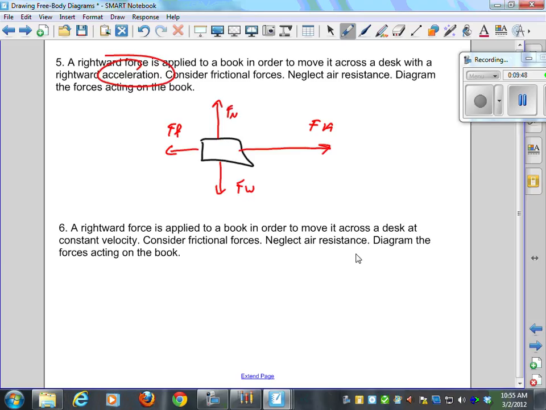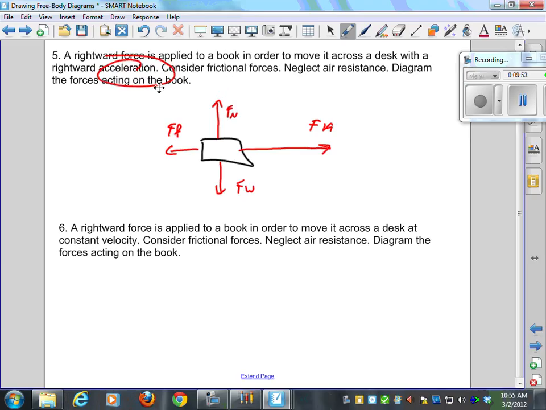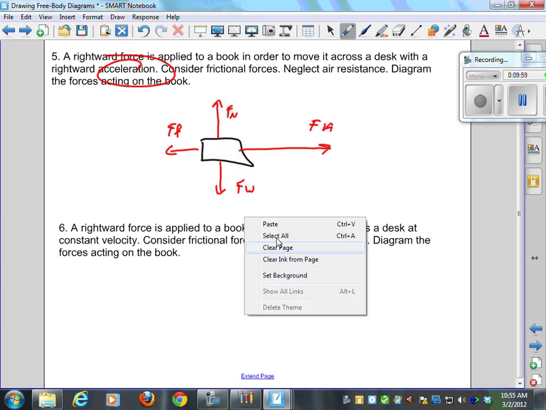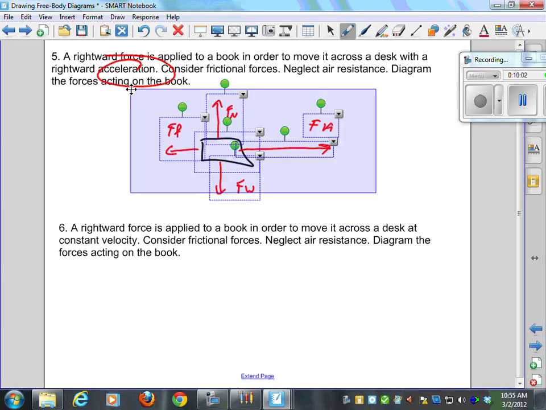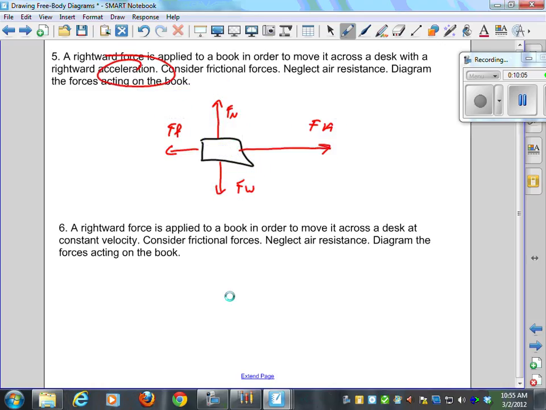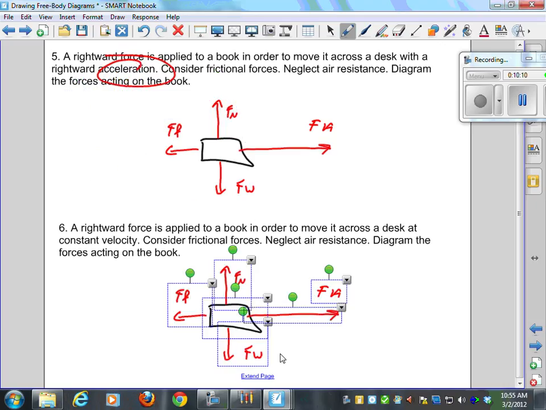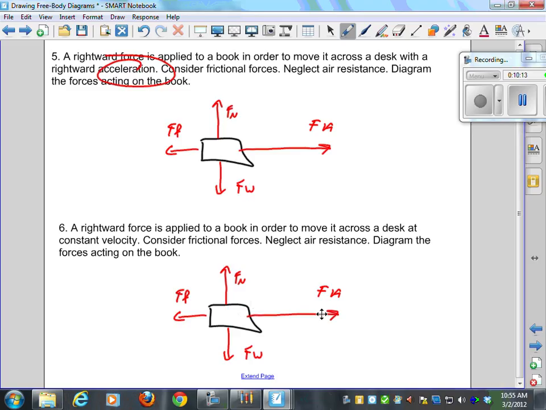This time here, we've got it at a constant velocity. It's exactly the same with one exception. Because it's a constant velocity, that means that these forces would be the same, right? That's all it means. Constant velocity. Right, Mary? Yeah?